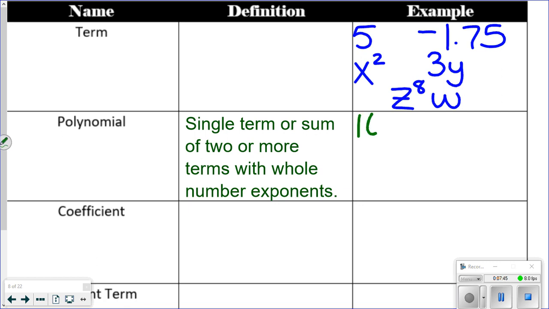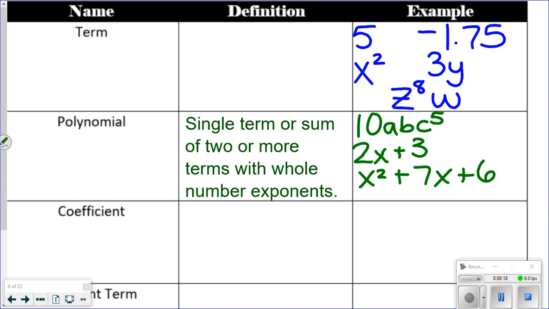So I could have 10ABC, and then I'm going to put 5 as the exponent, and that works because it's a whole number and it's not negative. So that was one single term. It says it could be the sum of 2 terms, so 2x plus 3, or it could be more than that. So x squared plus 7x plus 6. I could also give you an example with 4 terms, 5 terms, etc.